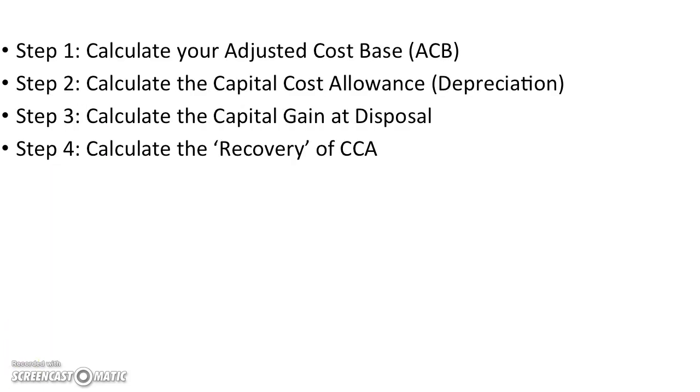So the 4 steps we're going to look at: first, calculating our adjusted cost base, otherwise known as ACB. Then we're going to calculate the capital cost allowance, otherwise known as depreciation. We're going to calculate the capital gain when the property was disposed, sold. And step 4 will be to calculate the recovery of the CCA and see how that's included in your taxable income.